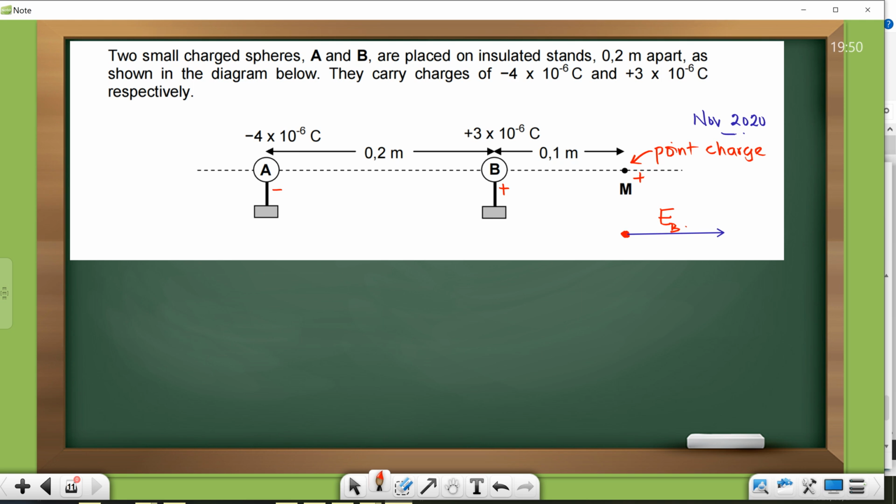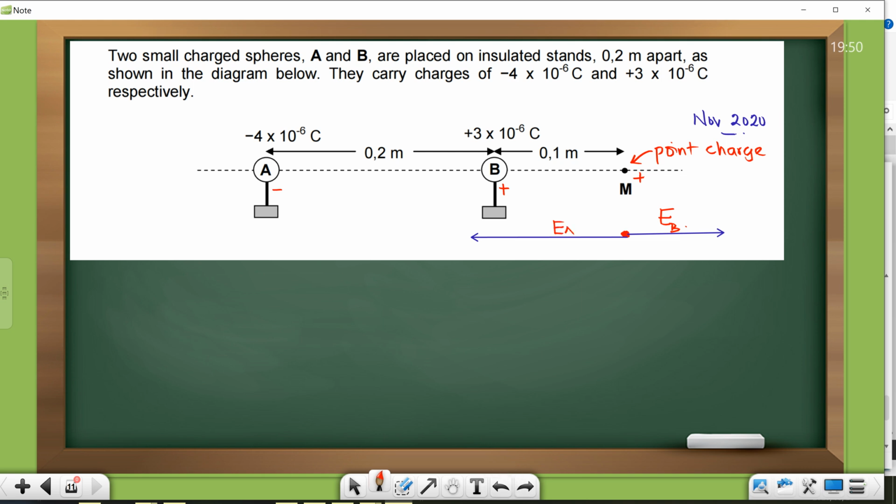Left or right? Okay, we are looking at A and M now. How will M move due to A? To the left. Why? Because of attraction. Beautiful, Nana. You're so smart. Attraction.